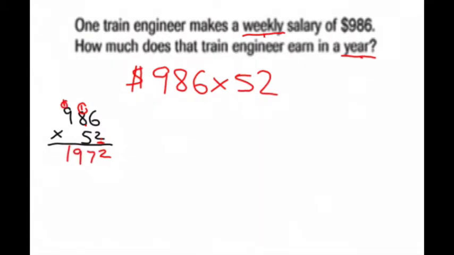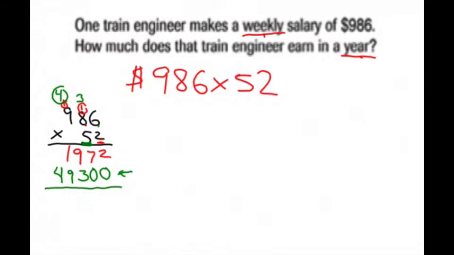Since I'm multiplying by tens now, I'm going to get a different color. I'm also going to put a 0 in the place for the tens, because this does not mean 5, it means 50. So I have to put a 0 right here in order to hold that place. Then I start multiplying. 5 times 6 is 30. Regroup the 3. 5 times 8 is 40, plus 3 is 43. Regroup the 4 from 40. 5 times 9 is 45, plus 4 is 49.